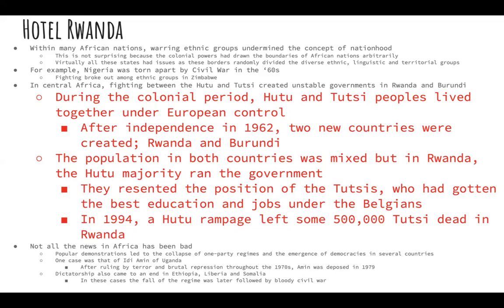Like, they don't forget. In 1994, a Hutu rampage left some 500,000 Tutsi dead in Rwanda. It's genocide. That's genocide, people.